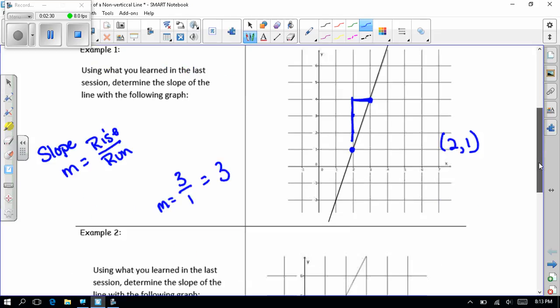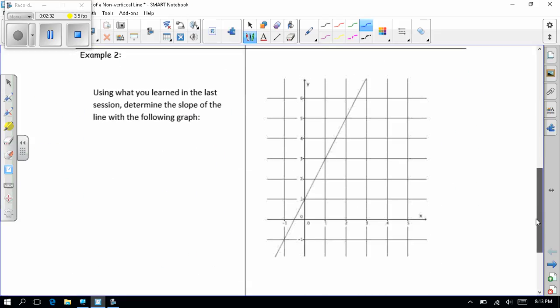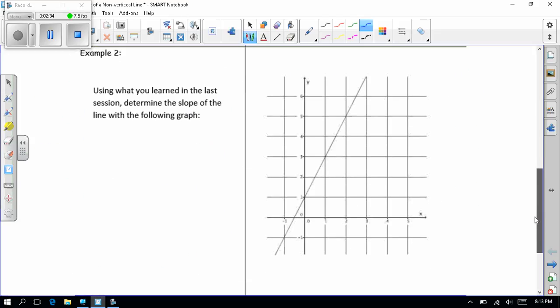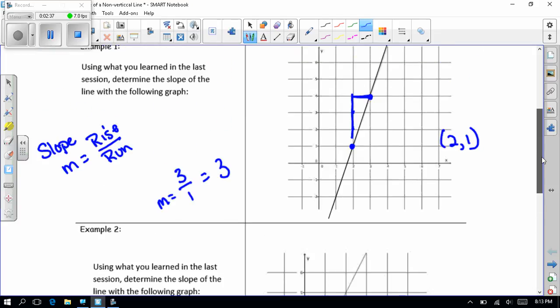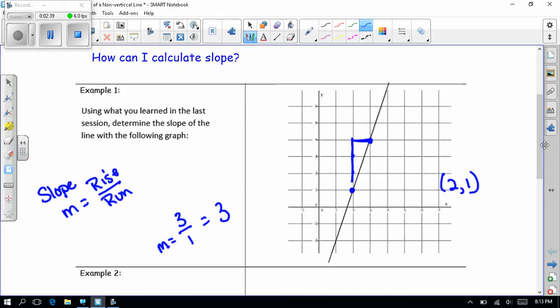What I would like you to do right now is identify the slope of example 2 and example 3. I would like you to pause the video, and then once you have those slopes identified, you can turn the video back on.